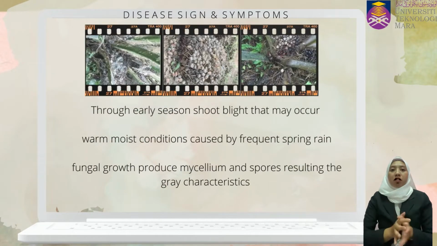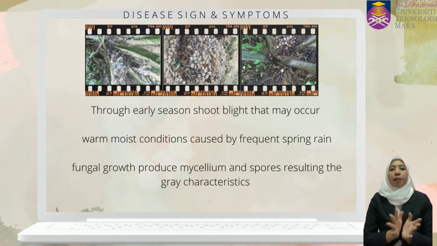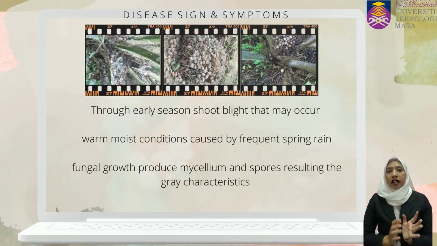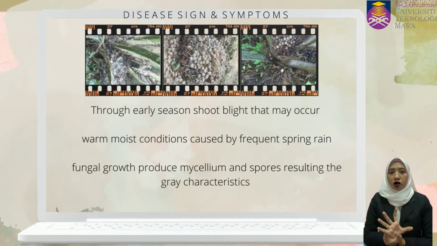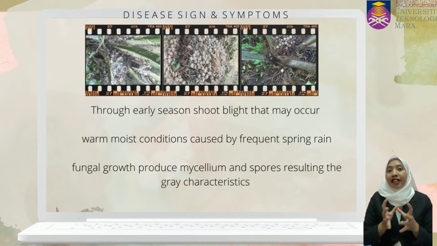The symptoms will be shown through early season shoot blight that may occur following prolonged warm, moist conditions caused by frequent spring rains. If temperatures are moderate, moisture high and wind speed is low, epidermal cracks will form in which fungal growth produces mycelium and spores, resulting in the characteristic grey velvet appearance of infected berries.